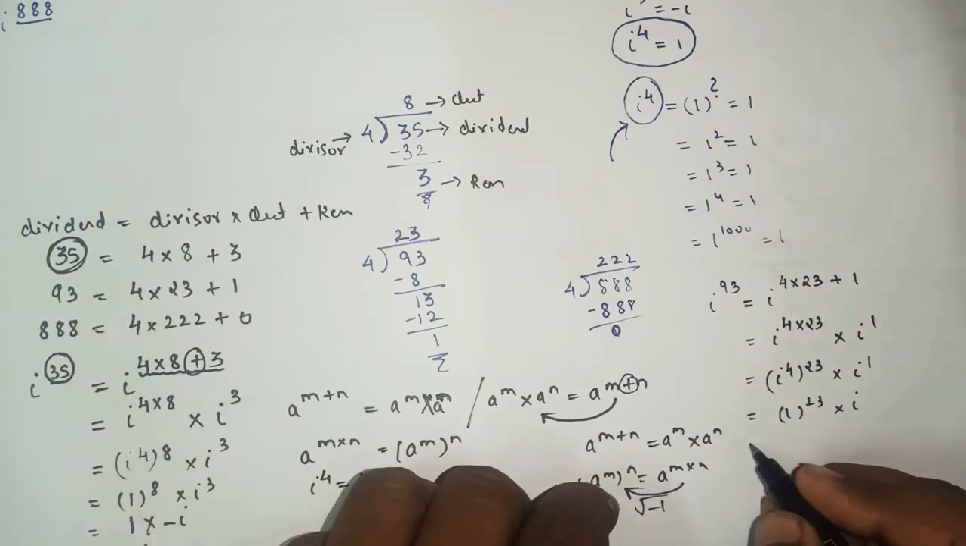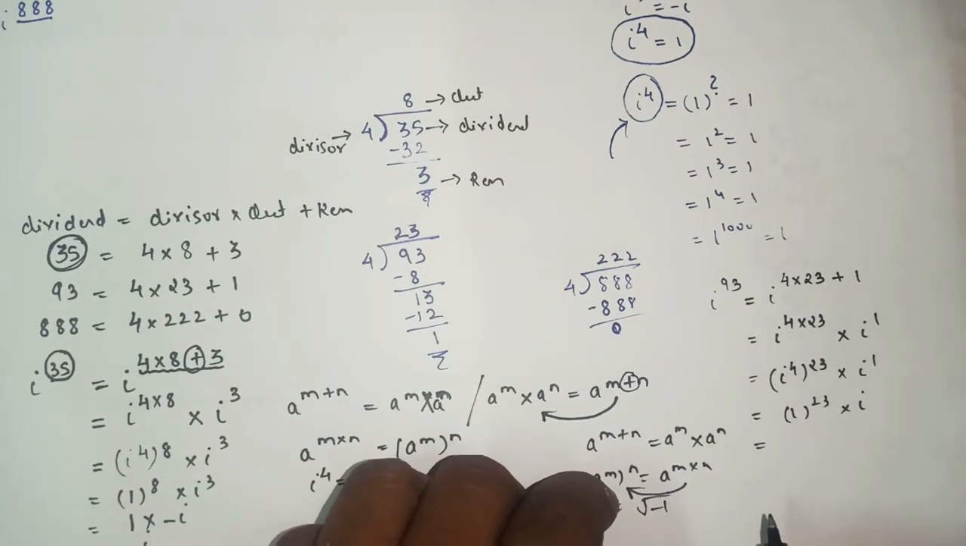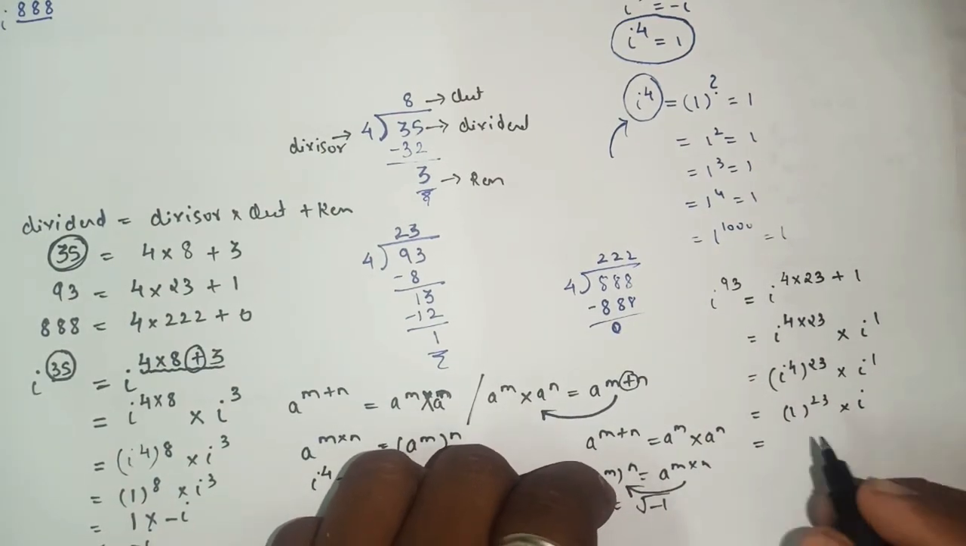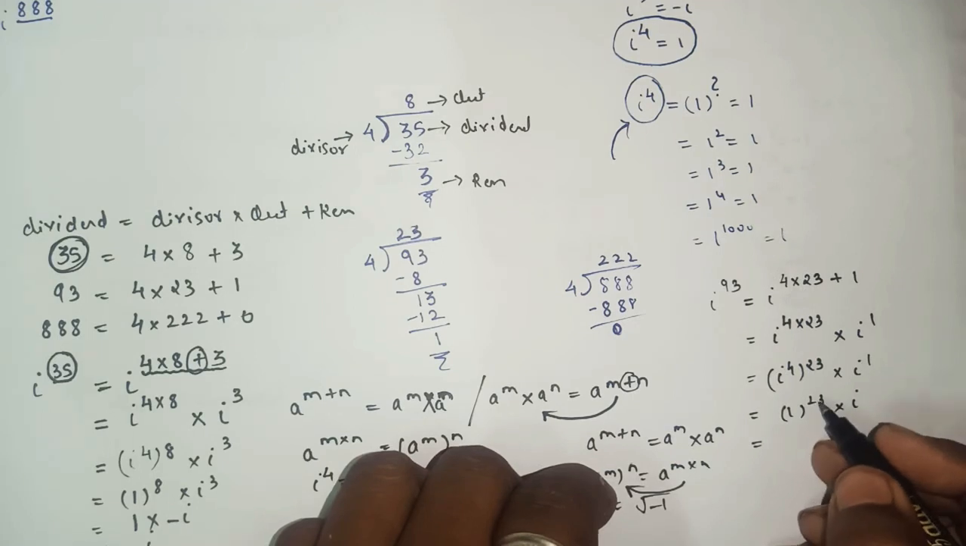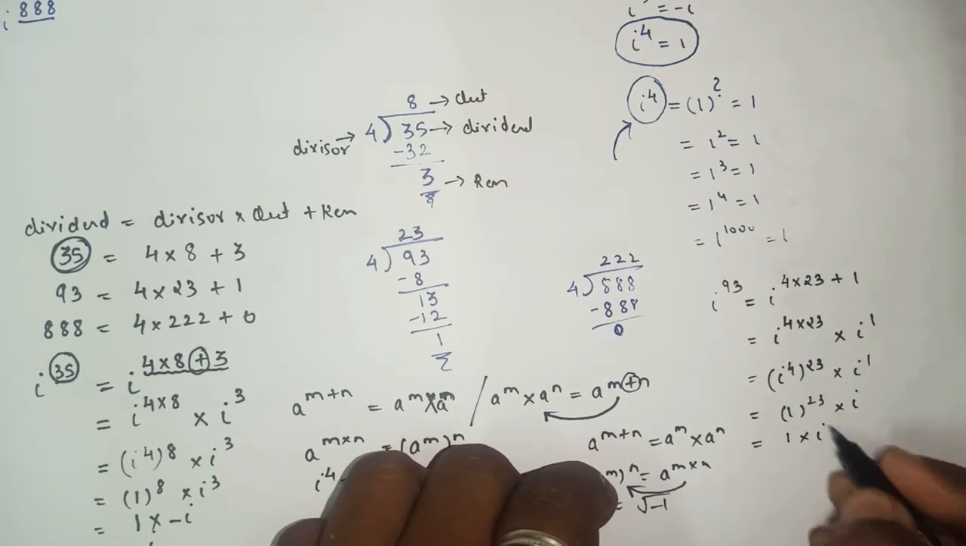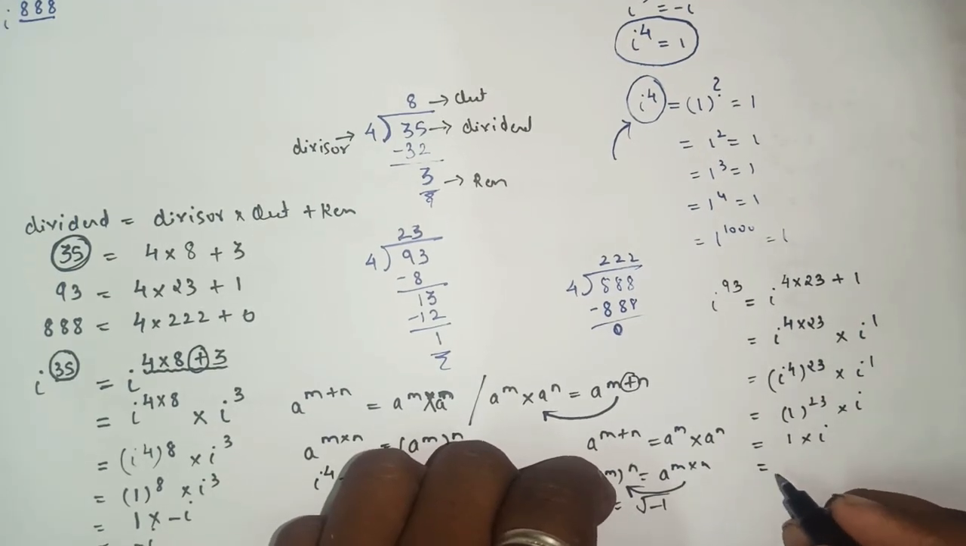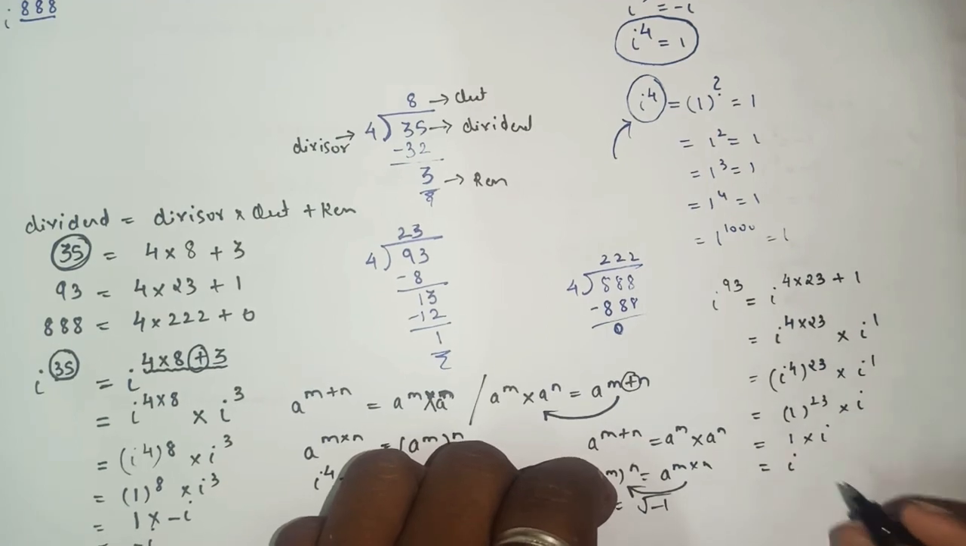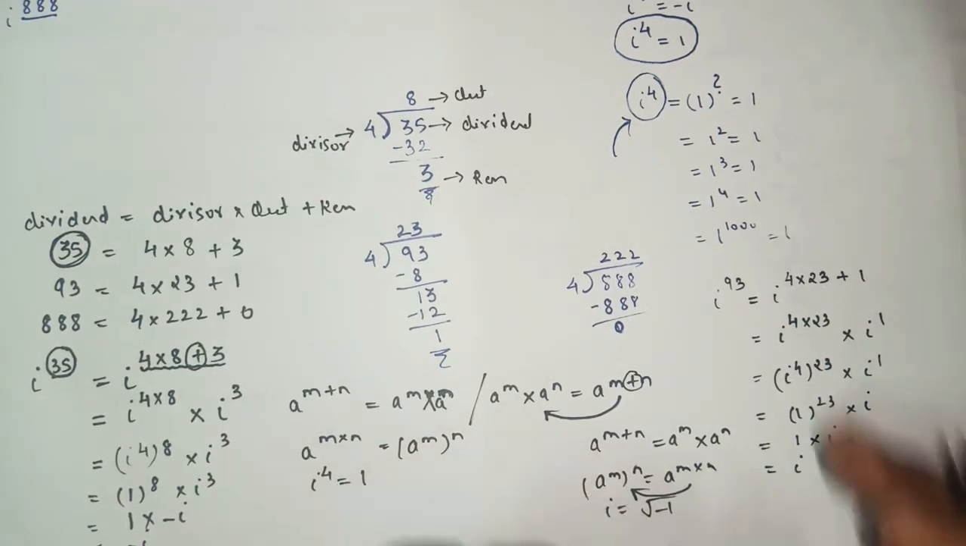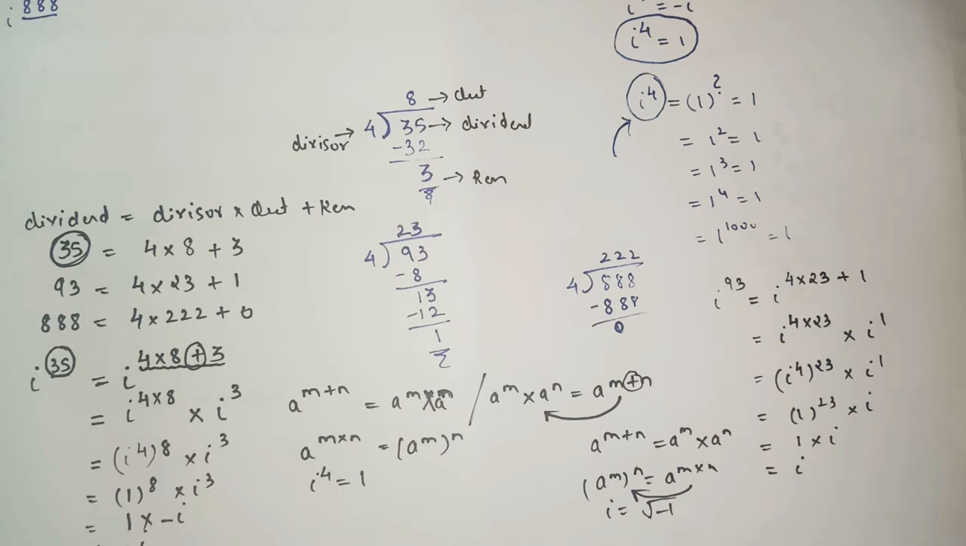You will keep the I as it is. Okay. And we know that 1 raised to any power will be 1 only. So 1 into I is I. So here we got the answer for I raised to 93. I hope you all understood the sums. Yes or no? Okay, so we'll take one more sum, then you will come to know.